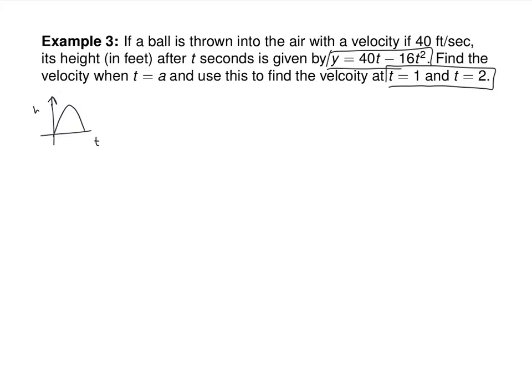I want to find the velocity when t equals a, and then use this to find the velocity at two specific values. Instead of plugging in a equals 1 and a equals 2 and doing two limits separately, I'm going to just plug in a and work out what that limit is, and then at the end use that formula. So the slope will equal the limit as h goes to 0 of f of a plus h minus f of a, all over h. I'm just going to plug in a variable instead of a specific a value.